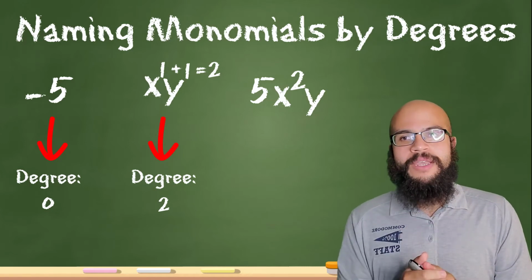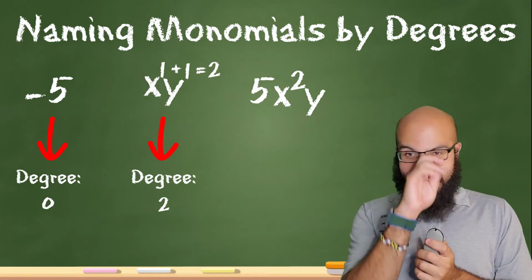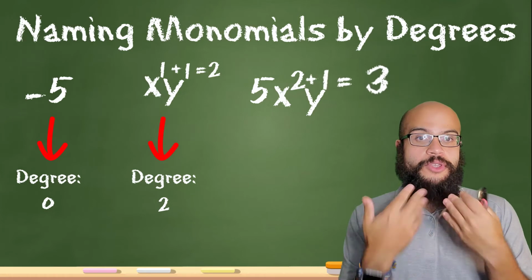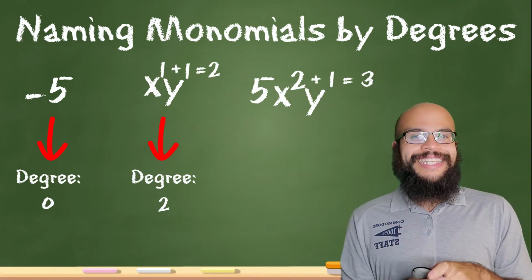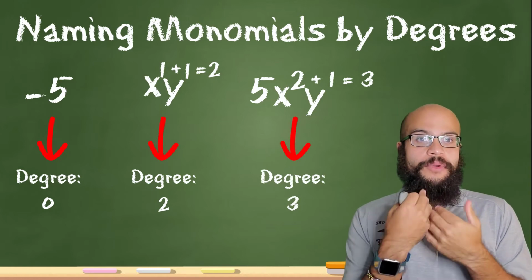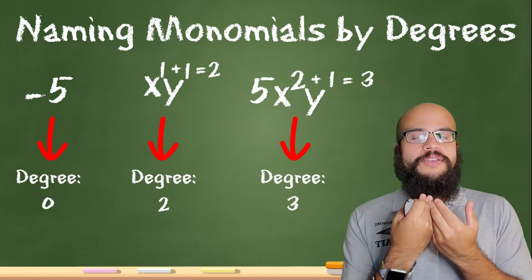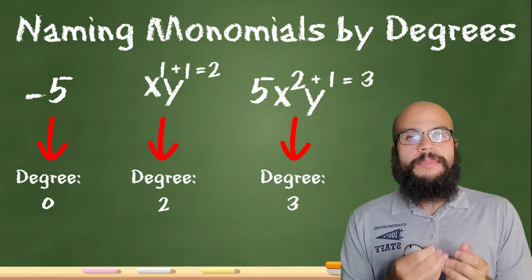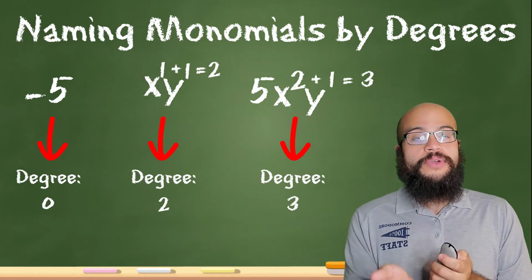Those are separate. So this monomial has a degree of 3, or is a third degree monomial, because the x has an exponent of 2, whereas the y has an exponent of 1, and 2 and 1 sum together to make 3, making this a third degree or 3 degree monomial.